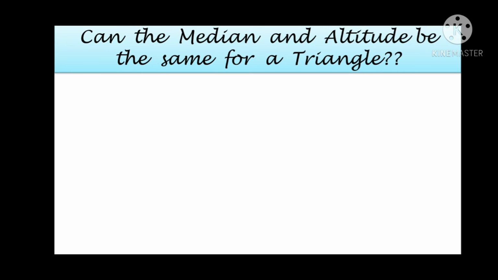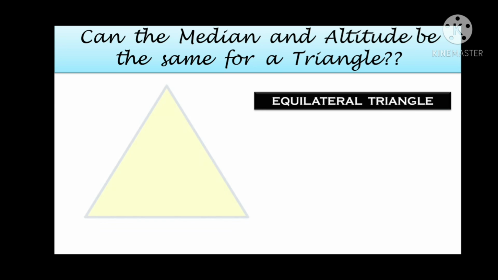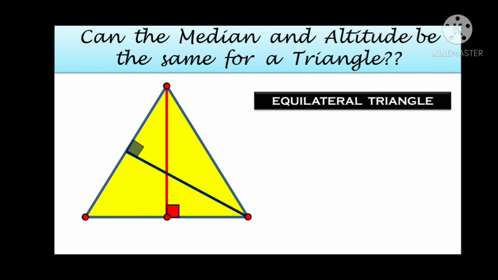Now the question comes, can the median and the altitude be the same for a triangle? Yes, it can be for special triangles like an equilateral triangle. Equilateral triangle means where all the sides are equal. So let us drop some perpendiculars from the vertex to their opposite sides. So we have drawn 3 perpendiculars from the vertex to their opposite sides. So these are the 3 altitudes.